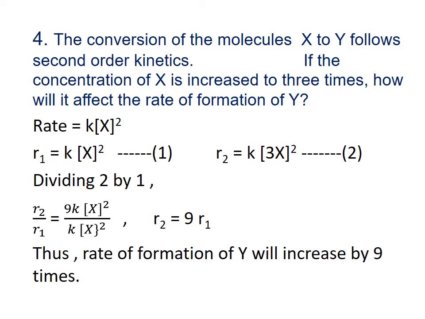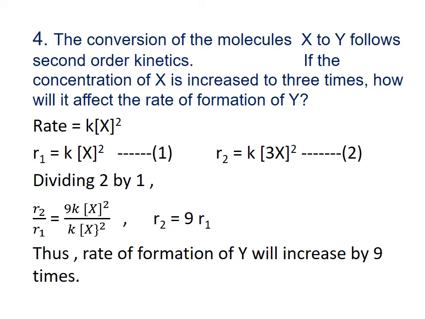Then if the concentration of X is increased to 3 times, the rate of the reaction also will change, because the concentration of reactant changes, so the rate of reaction will increase. Already we know it. Here the concentration of X is increased to 3 times, so x becomes 3x, and the rate becomes R2. So what is the new rate? R2 equal to k into, instead of x we can write, (3x) square.